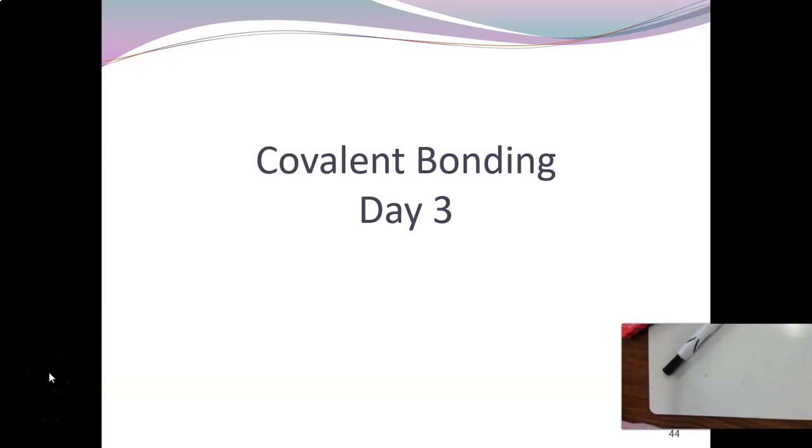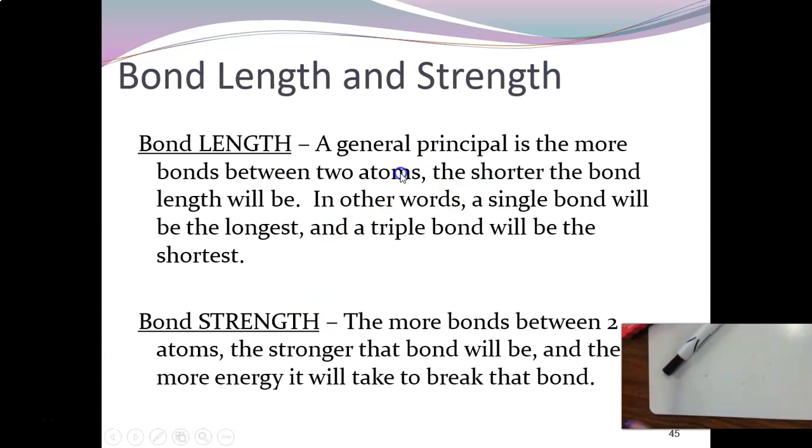Hey there, kids. This is covalent bonding, day 3 of covalent bonding. The first topic that we're going to hit today, this is just kind of some various topics that we'll hit pretty quick. Bond length and bond strength.